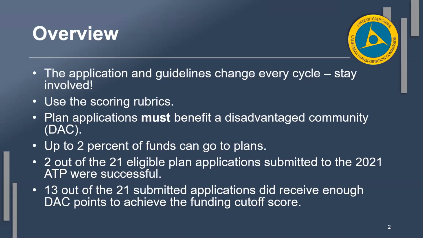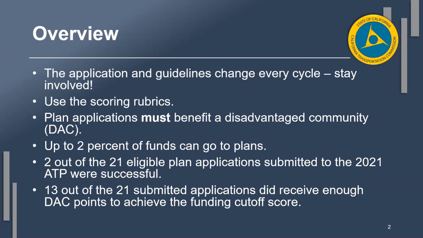So this could be due to a few things. This cycle, we had our highest cutoff score ever, a 92 out of 100. And this, coupled with the heavy weighting of the disadvantaged community question in the plan application, may have made it difficult to obtain funding without a perfect or close to perfect score on that disadvantaged communities question. And we'll go over that in a second. Also, plan applications are shorter than the other application types.